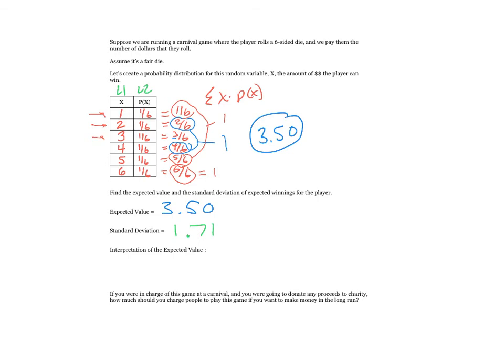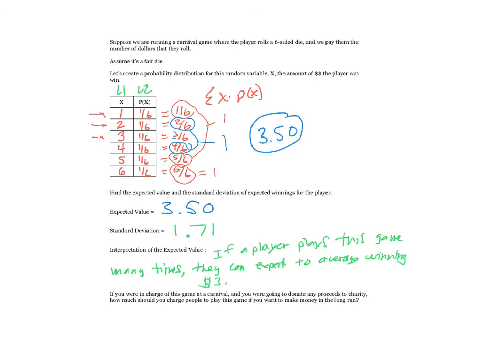Okay, so I'm going to interpret this expected value. If a player plays this game many times, and that's many, many times, they can expect to average winning $3.50 every time they play.